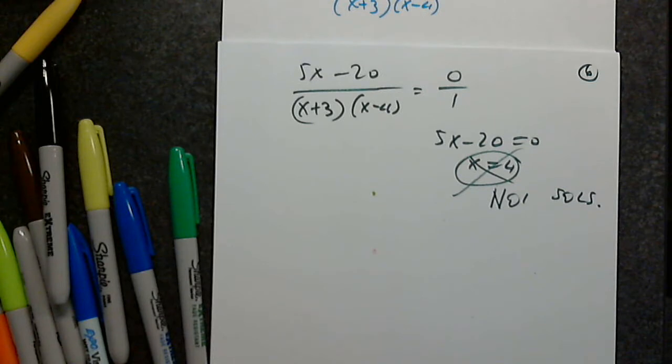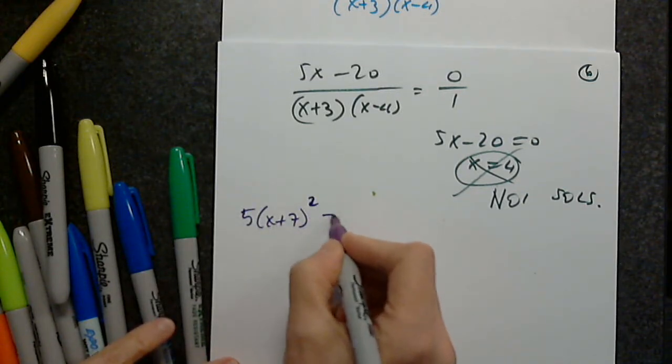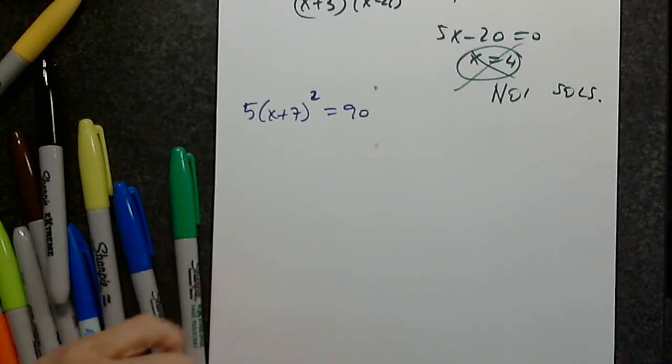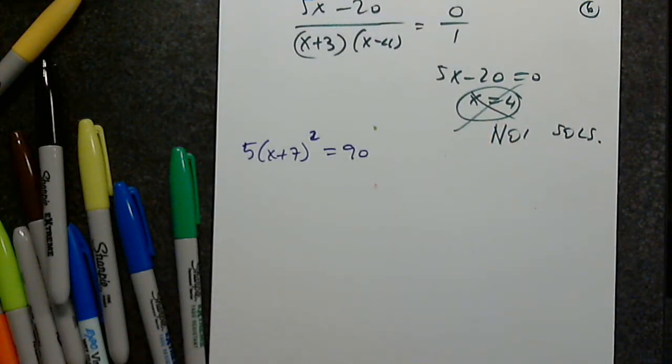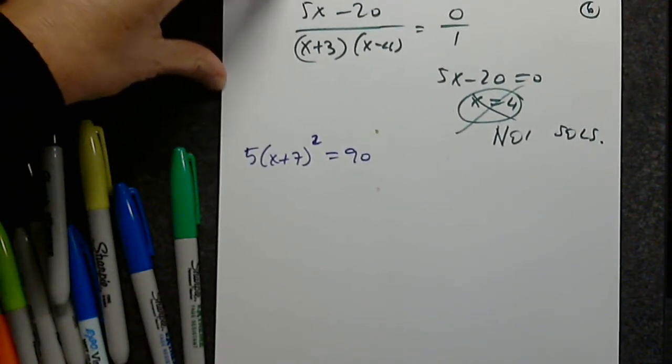We have 5x plus 7 squared equals 90. That's the next equation. Does anyone have any questions on the first one? Joe, any questions on the first one?